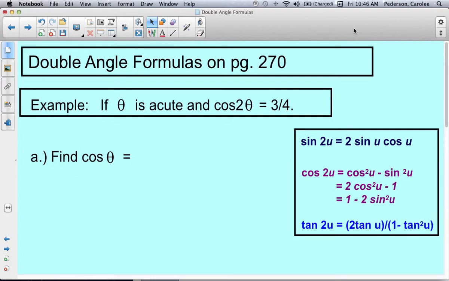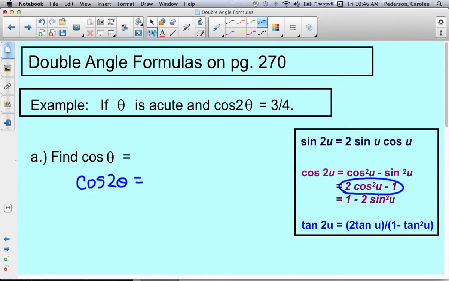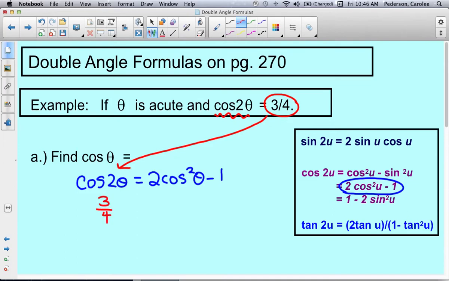I have these in the box over here. I'm just going to choose the second one. So the cosine of 2 theta equals 2 cosine squared of theta minus 1. And what we've been given is the cosine of 2 theta. So I'm going to replace this 3/4 into the left-hand side of this formula. So I have 3/4 replacing the cosine of 2 theta equals 2 cosine squared of theta minus 1.